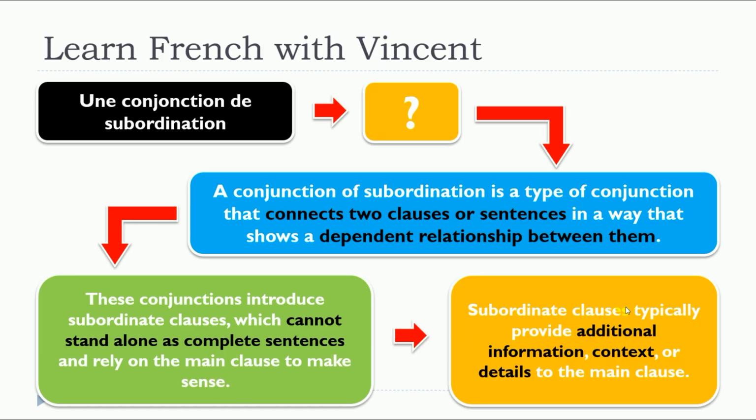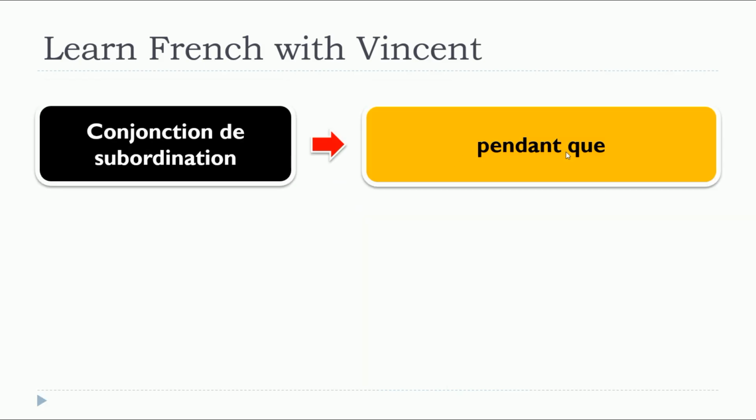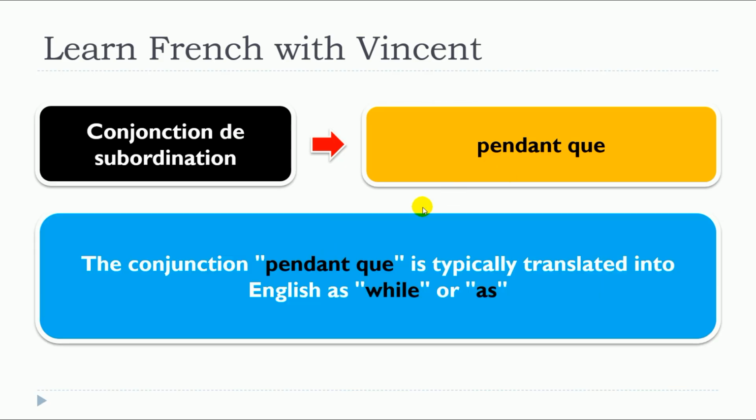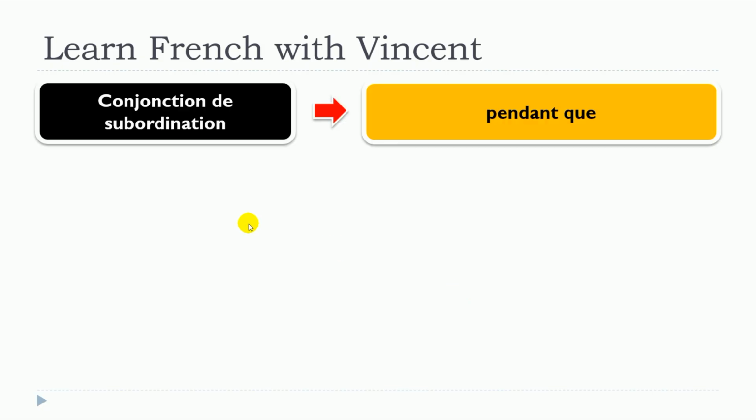The subordinate clauses typically provide additional information, context, or details to the main clause. So this lesson is about pendant que. The conjunction pendant que is typically translated into English as while or as. So we will see some examples with pendant que.